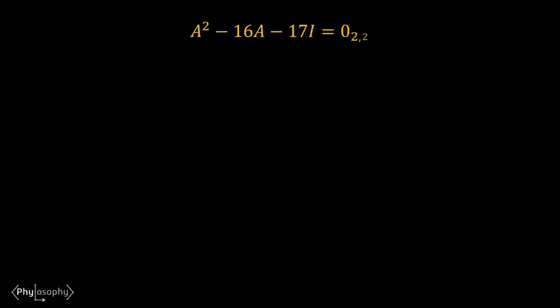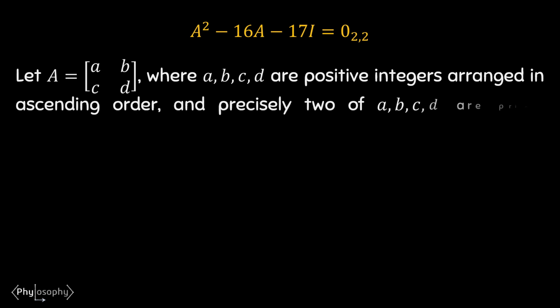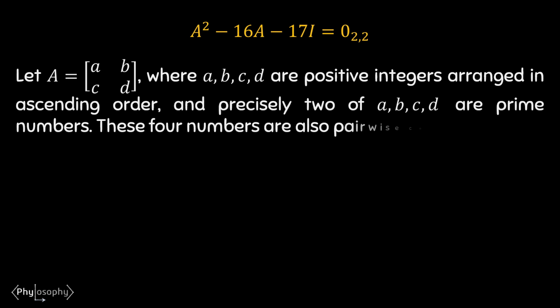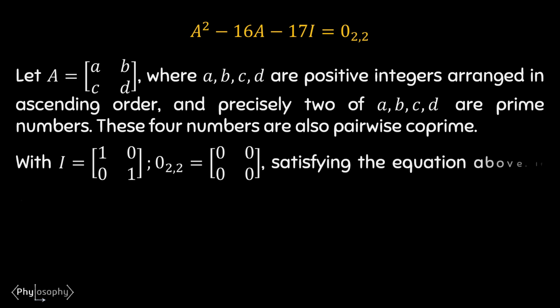Consider the equation A squared minus 16A minus 17I equals 0. Here A is a matrix whose elements are a, b, c and d, where a, b, c, d are positive integers arranged in ascending order, and precisely 2 of a, b, c, d are prime numbers. These 4 numbers are also pairwise co-prime, and in this equation I is an identity matrix and 0 is a 2 cross 2 zero matrix.